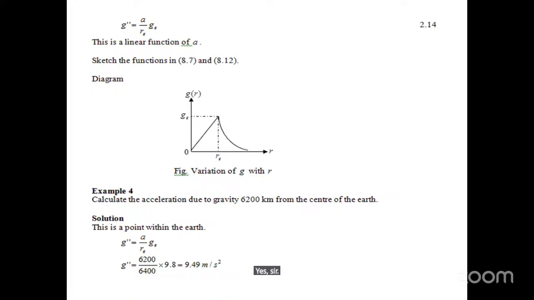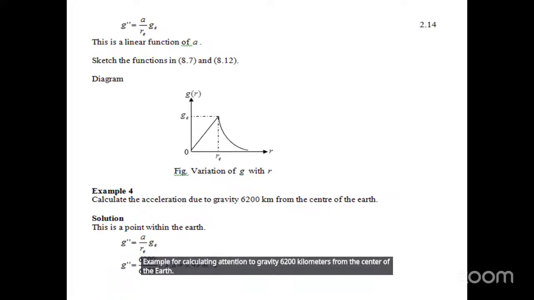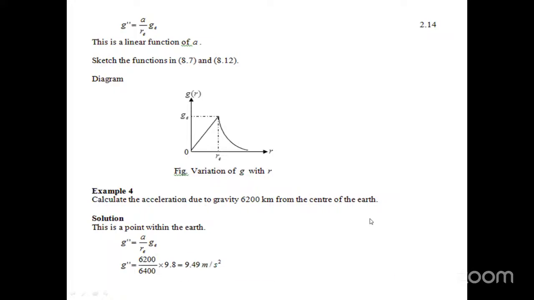Example 4: calculate the acceleration due to gravity 6,200 kilometers from the center of the Earth. What's the radius of the Earth? 6,400 kilometers, right? So this is inside the Earth. This is a point within the Earth. g double prime is a over Re times Ge, which will be equal to 6200 over 6400 times 9.8, which is 9.549 meters per second squared. You can see it is less than Ge.